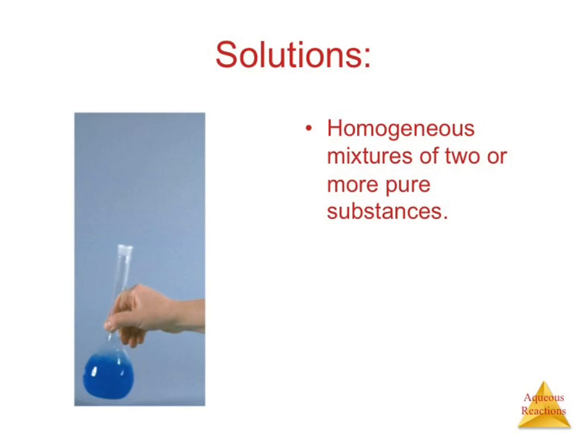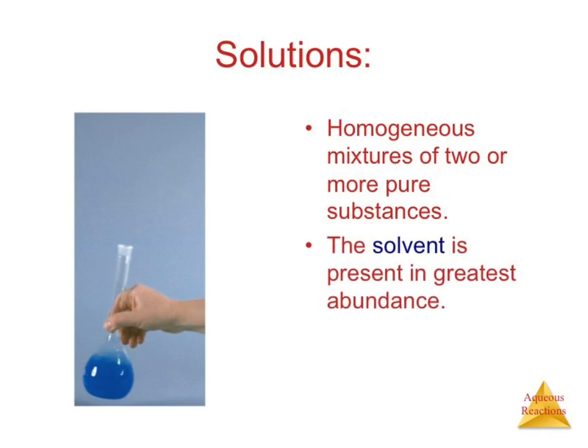So, when we take a solution, we're looking at a homogeneous mixture of two or more substances, and typically they're pure substances. That solution is made up of primarily two parts. What do we call those two parts? What's that? We've got a solvent and a solute. So your solvent is the one that's present in the greatest amount. Okay. Typically it's a liquid, but it could also be a gas. It doesn't really matter.